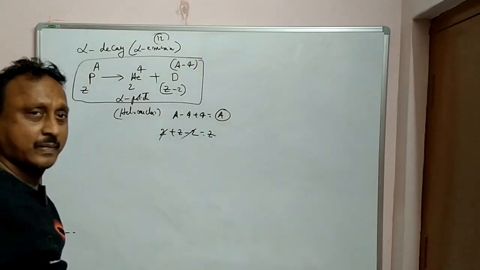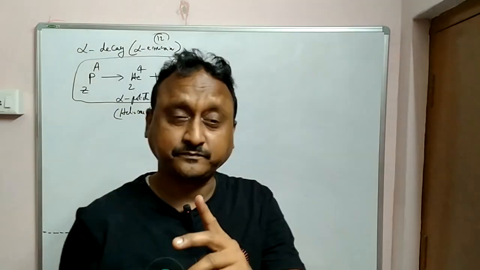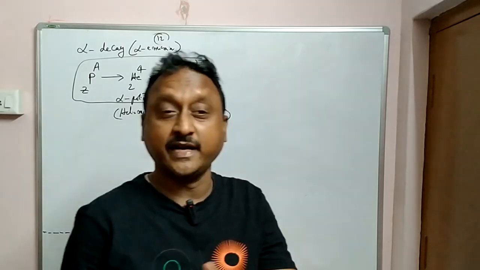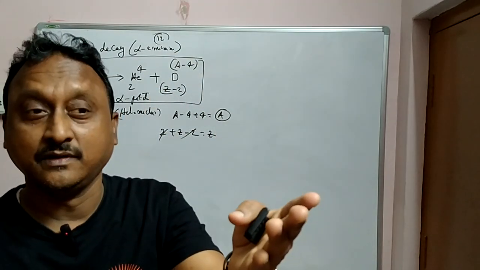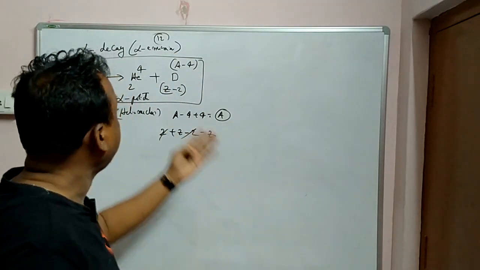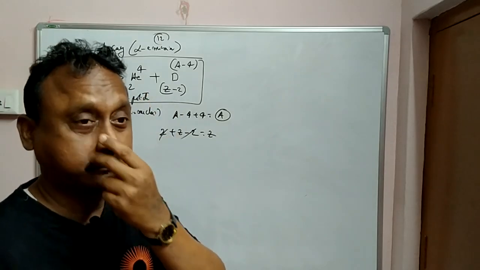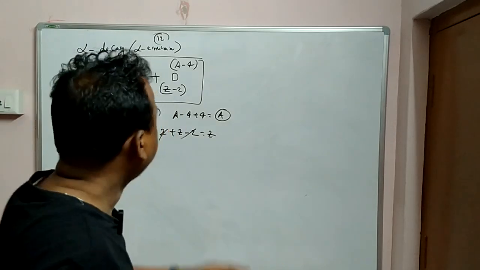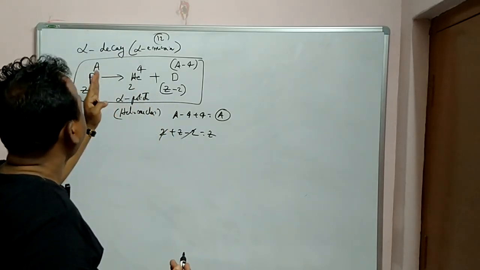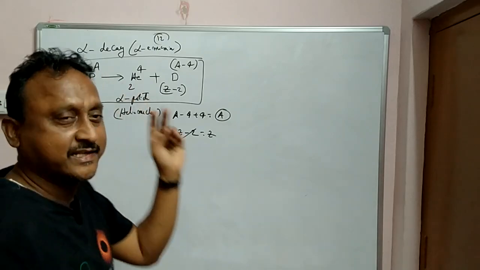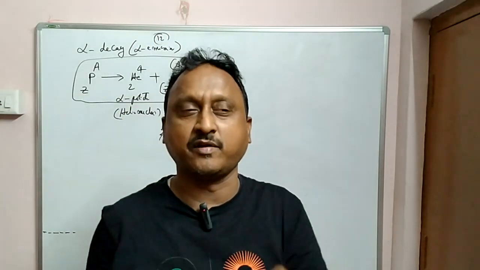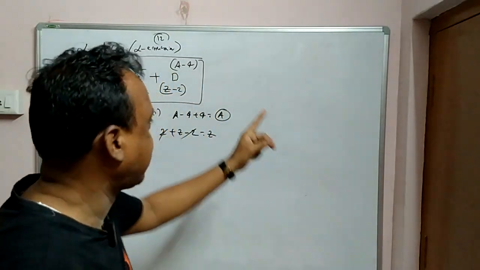And make a note, in alpha decay or beta decay, gamma may also come out. Gamma radiation may come out in any emission. So this is the basic concept in alpha decay. From the parent nucleus, 2 units are reduced from the atomic number and 4 units from the mass number.